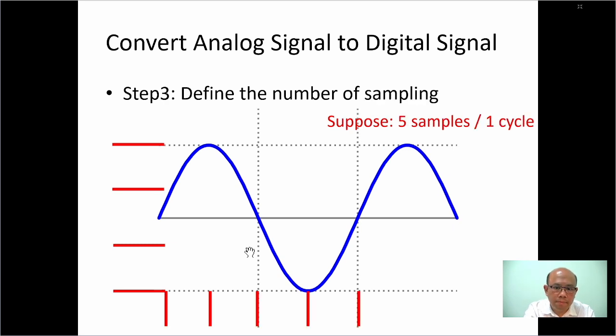The third step, I suppose I sample 5 times in a cycle. Sampling rate is 5 times in a cycle, that's called 5 samplings. Here this is the 5 samplings: 1, 2, 3, 4, 5. I have 5 samplings. The horizontal line is related to time, and the vertical line is related to the amplitude or voltage.